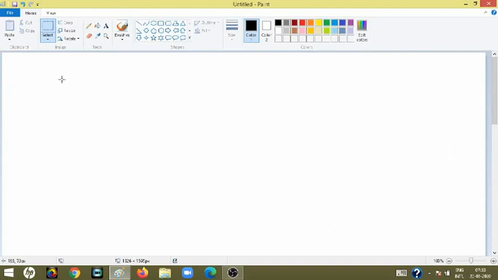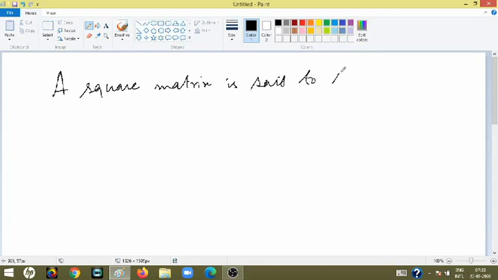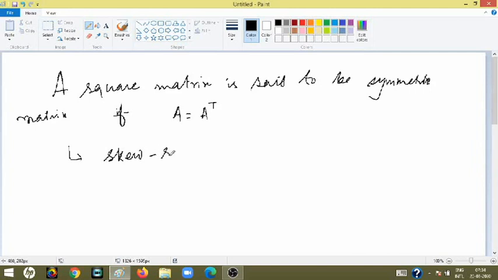Now what about symmetric matrix? A square matrix is said to be a symmetric matrix if A equal to AT, and it will be a skew symmetric matrix if A equal to minus of AT.